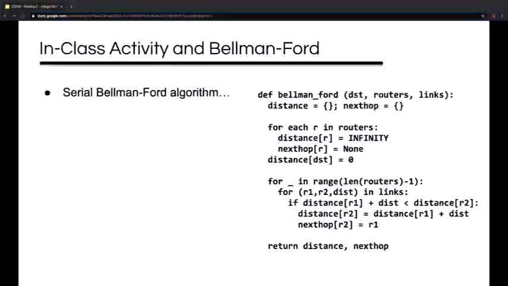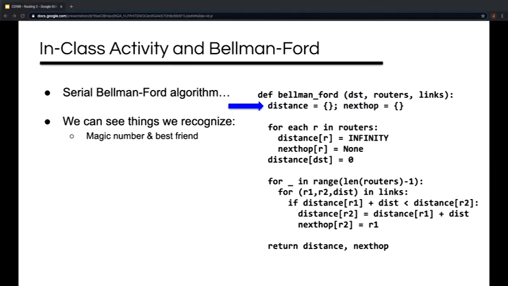So I wanted to compare the normal serial Bellman-Ford algorithm, that you'd see if you looked it up in an algorithms text, with what we were doing in class. The serial Bellman-Ford algorithm is something like this, unless I misremembered or wrote a bug. But I think it's pretty much that. Don't worry about understanding everything it does immediately, but we can see some things that we recognize. The magic number and the best friend, the distance and the next hop. It's keeping track of these things.